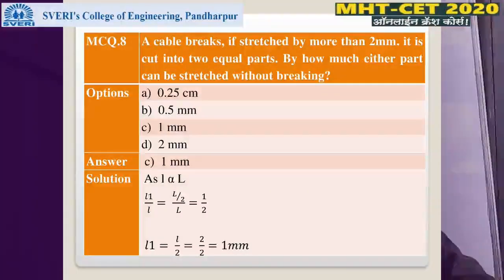A cable breaks if stretched by more than 2 mm. It is cut into 2 equal parts. By how much either part can be stretched without breaking? Once again I repeat, a cable breaks if we are stretching it more than 2 mm. It is cut into two equal parts. We have cut that cable into two equal parts, by how much either part can be stretched without breaking. So without breaking, how can we stretch one of the parts?